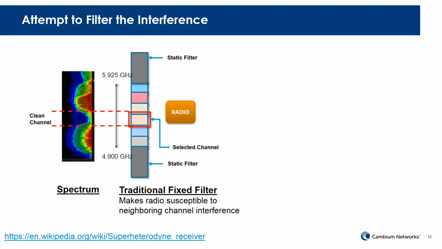You can see from the spectrum analyzer there on the left that the channel that we're tuned to is still being interfered with by those two adjacent channels that are in the band that we're operating on. So in this case, the static filters aren't really doing anything to eliminate the interference. So the question is, well, how do we deal with that?